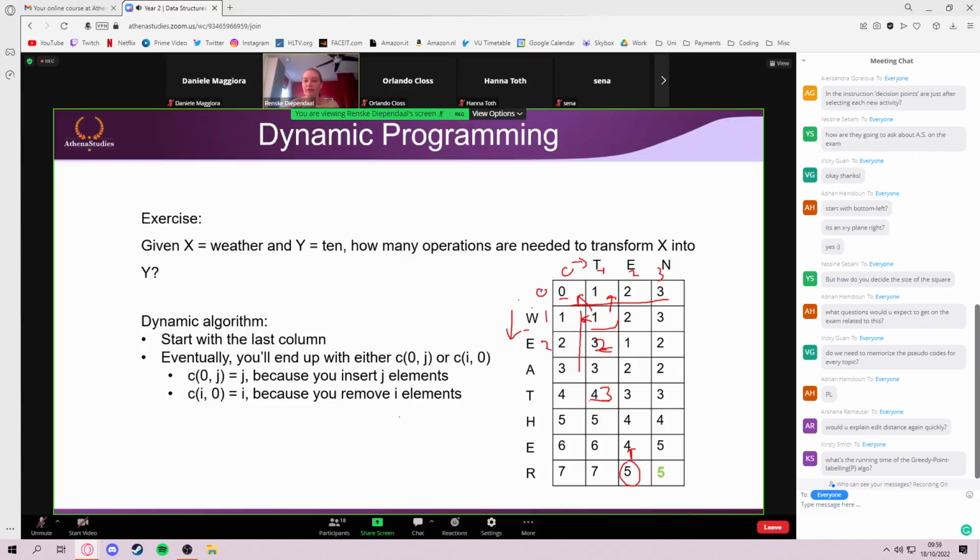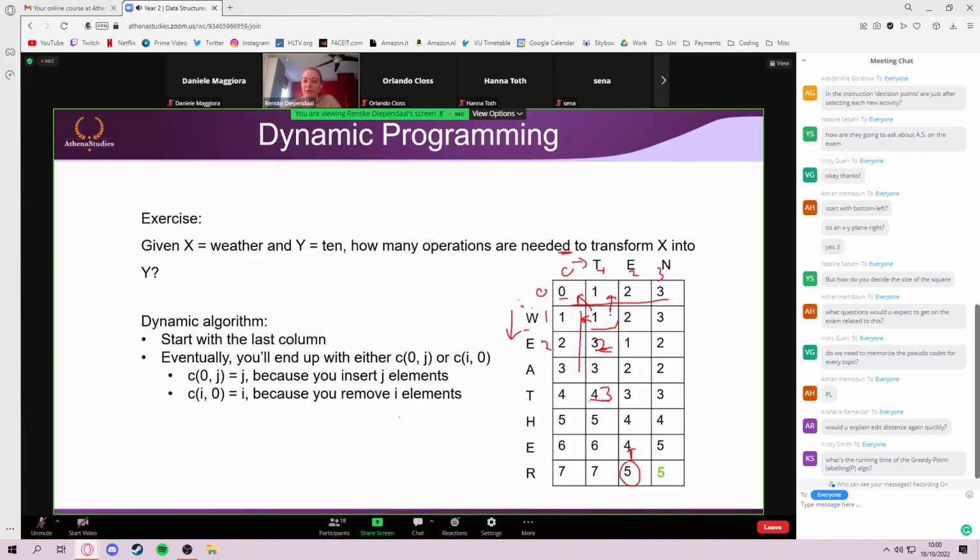Because in this case, if you want to match the word weather to just the empty word, you need to remove all the letters, right? So the number of letters you need to remove is the number of operations you need to take. So we just fill in this first column 0 up to 7, and then the first row from 0 up to 3.